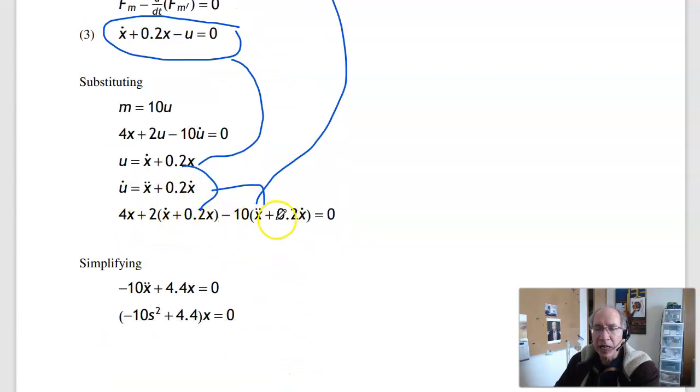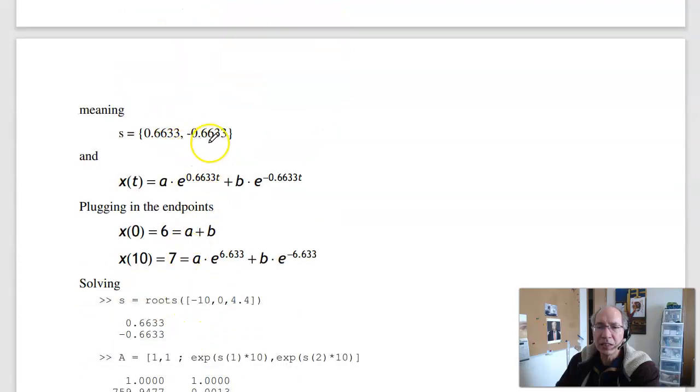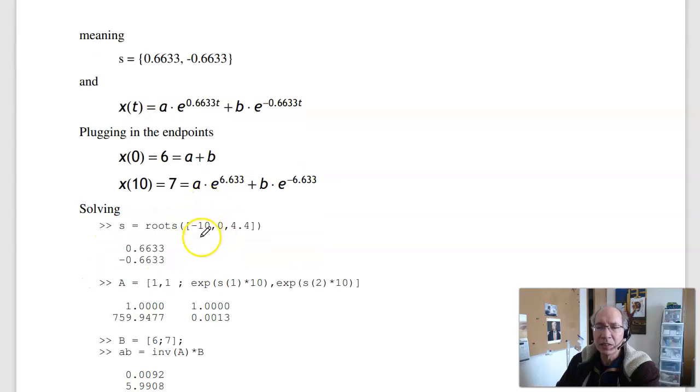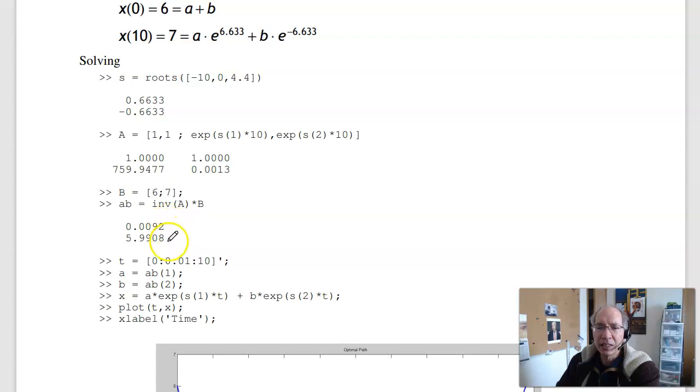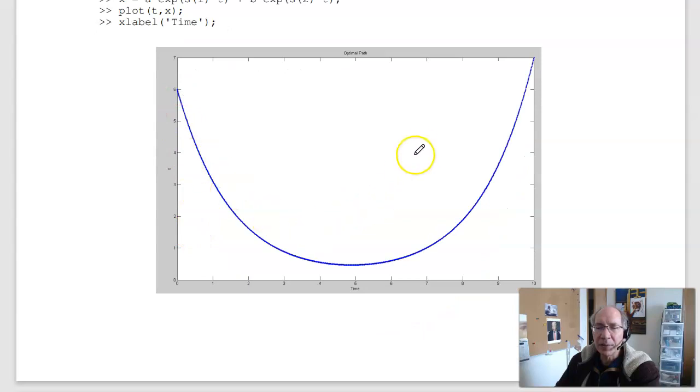Plugging all that in, I have a differential equation in x. Now the x dots cancel, and I wind up with minus 10x double prime plus 4.4x equals 0. Using the Laplace operator, where s means derivative, that's minus 10s squared plus 4.4 times x equals 0, saying that s is plus or minus 0.6633. So this is the form of x. Plugging in the two endpoints, at t equals 0, I'm at 6, t equals 10, I'm at 7. Solve for a and b. Here's a and b, and here's the optimal path.